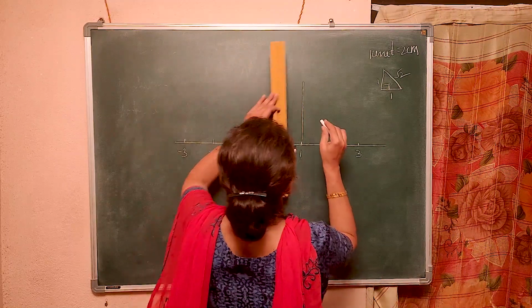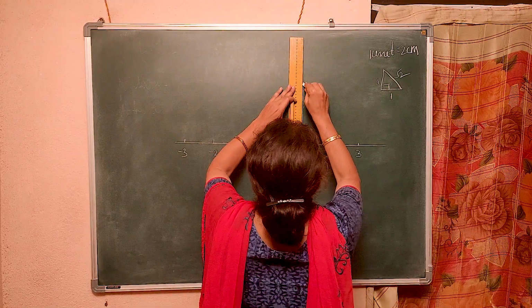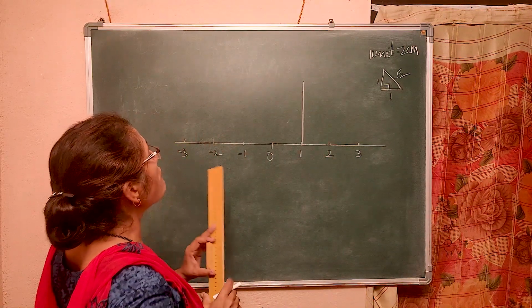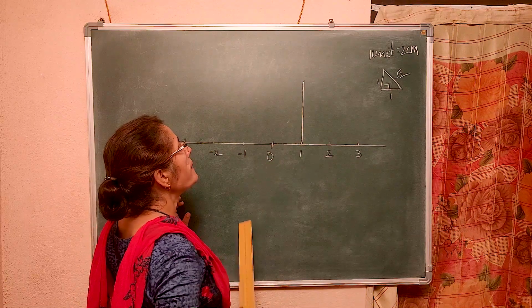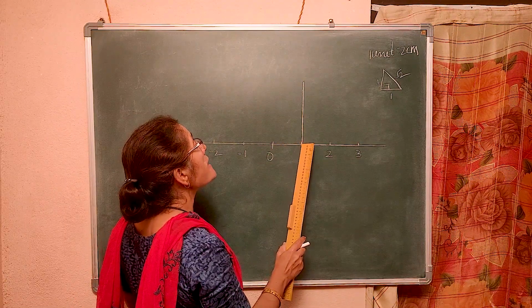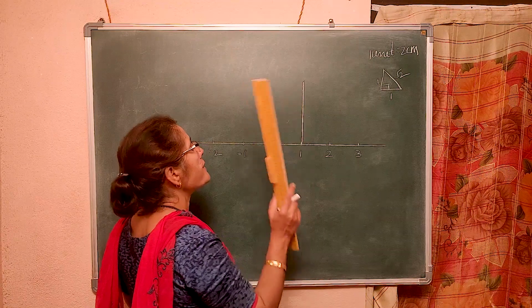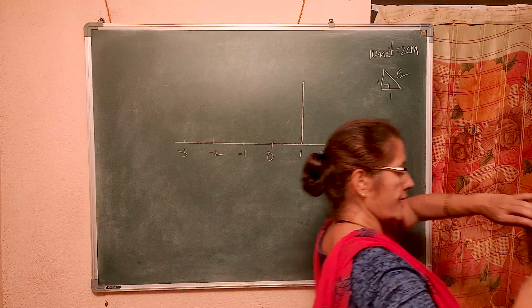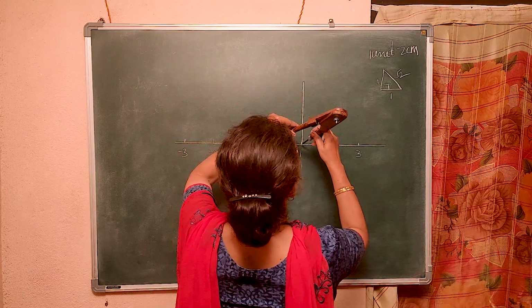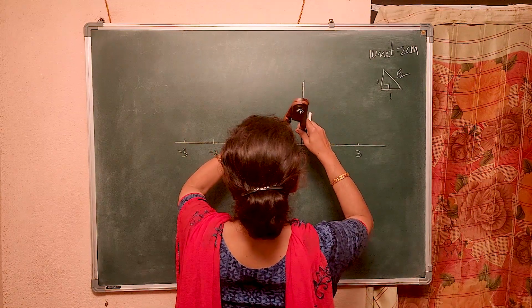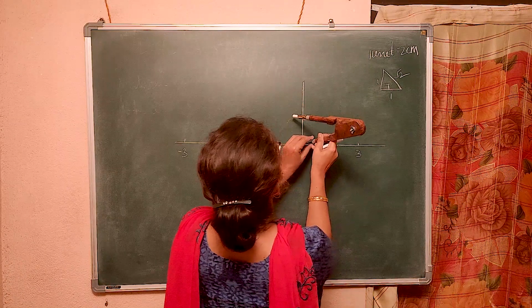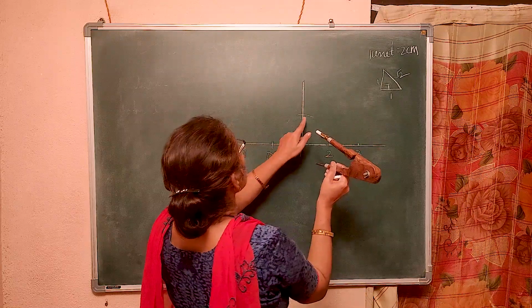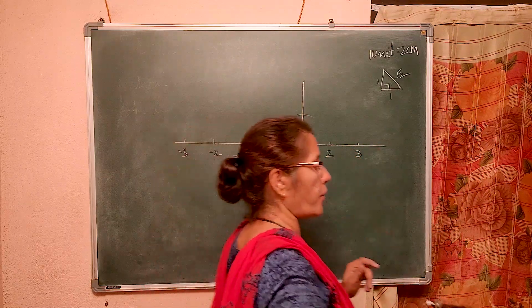See, this line is exactly 90 degree. Draw the straight line. Now, 0 to 1 is 1 unit. Same 1 unit you have to draw here. How to draw? Take your compass and take 1 unit from here to here. With the same unit you mark it here. Right? And now we join this mark to 0.